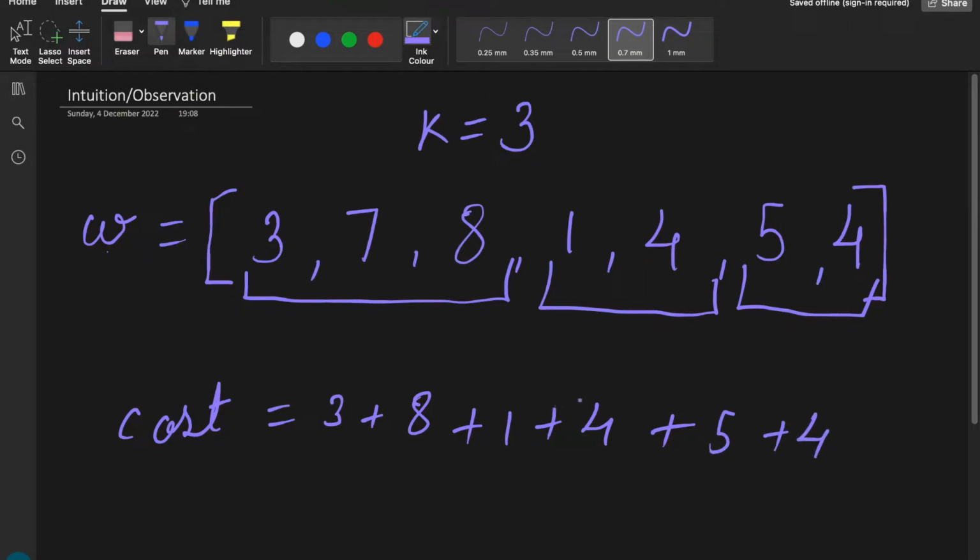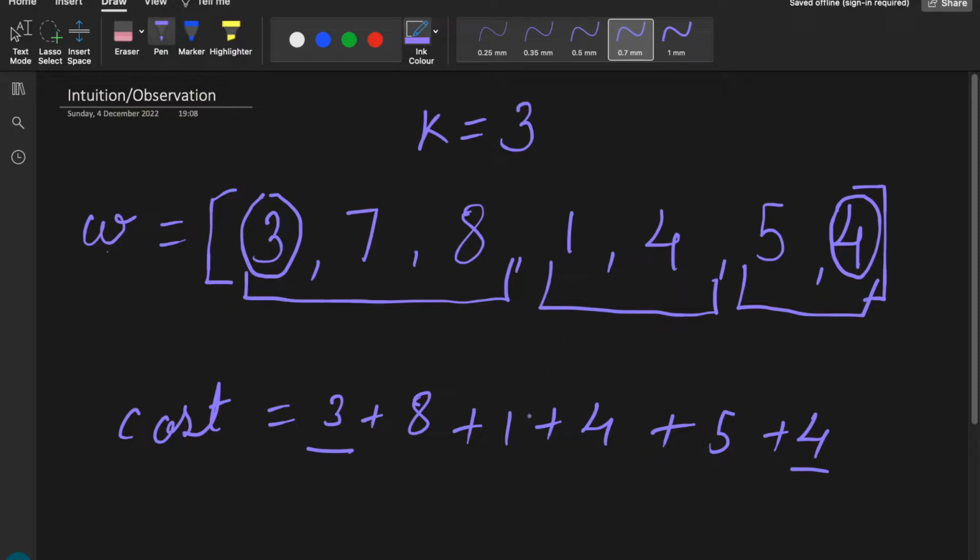One thing you would observe here is, no matter how we form the distribution, we will always include the first element of our weights array and the last element of our weights array in our answer. Why? Because whenever we are starting the first bag, we have to start from the first index, the 0th index, and we have to end our last bag at the last index. So these two elements, the first and the last, will always be there in our answer.